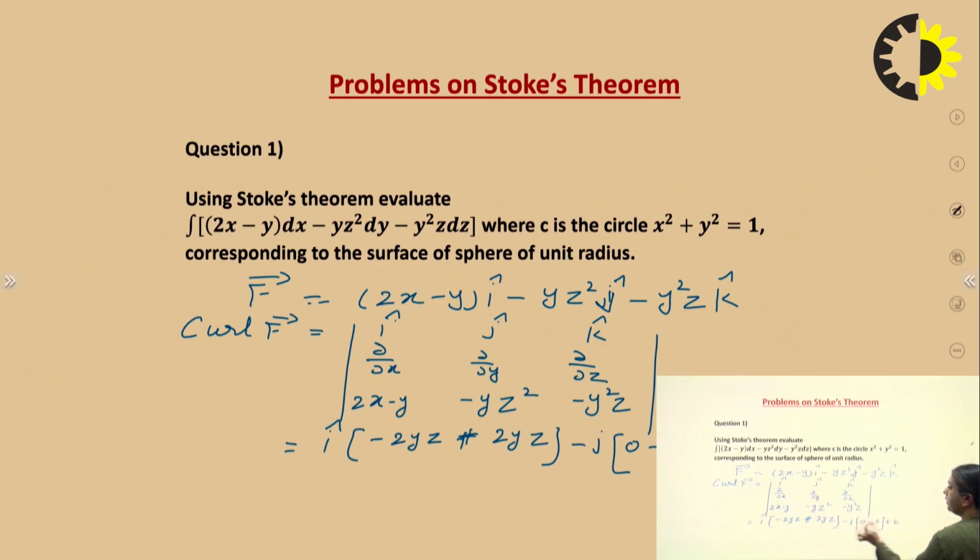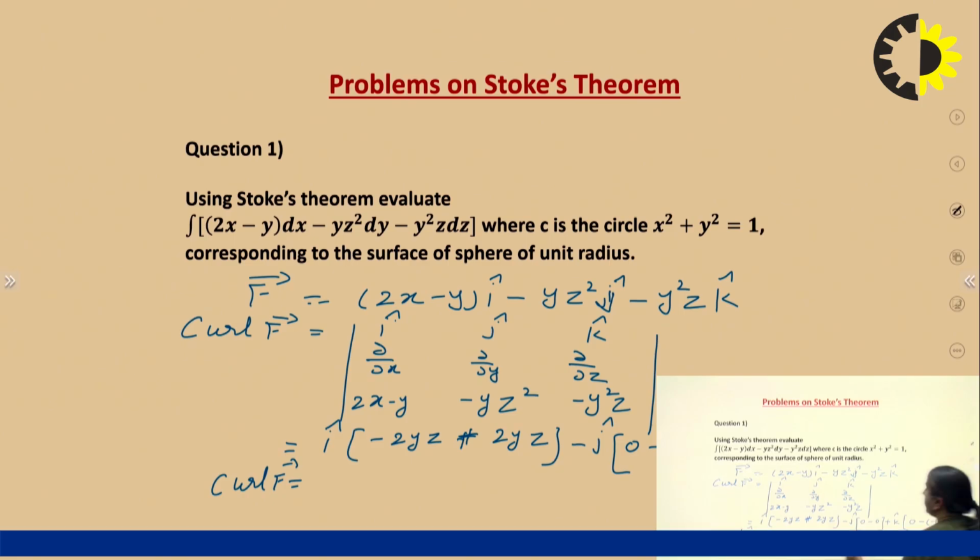Again, the third term, k cap: del by del x of minus y z square, that means the derivative of y z square with respect to x will be 0, and minus the derivative of 2x minus y with respect to y will be minus of minus 1. So this term will be 0, this term will be 0, and we get curl of vector F equal to k cap. So we have got curl of vector F is k cap.